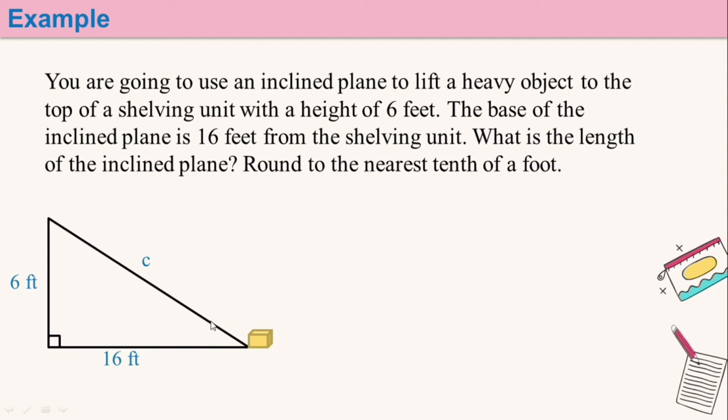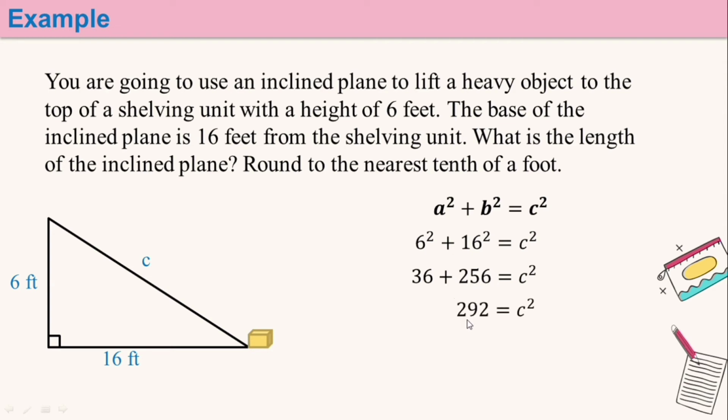So these are your legs again. They are connected to your right angle, your a and b. So I'm going to write a squared plus b squared equals c squared. We're going to figure out how long this has to be. So 6 squared plus 16 squared equals c squared. 6 times 6 is 36. 16 times 16 is 256. Because these are on the same side, we're going to add these two together, so 292.